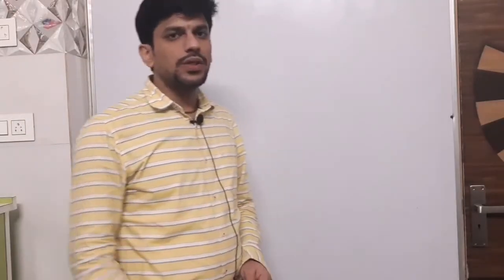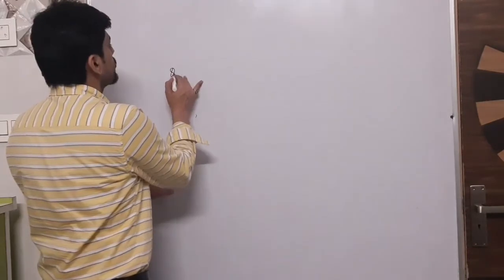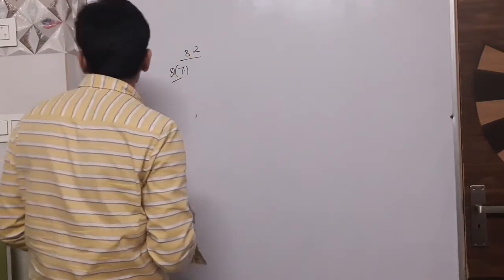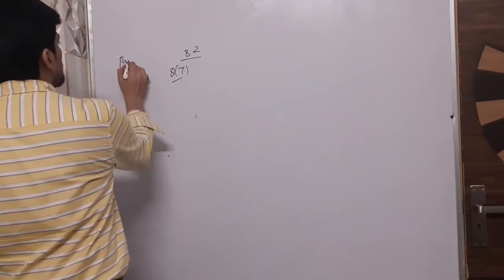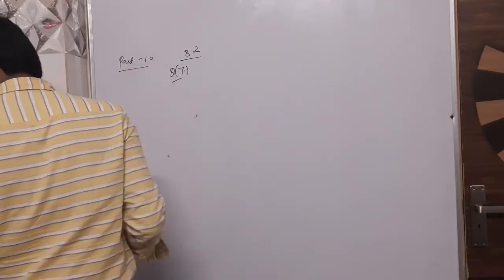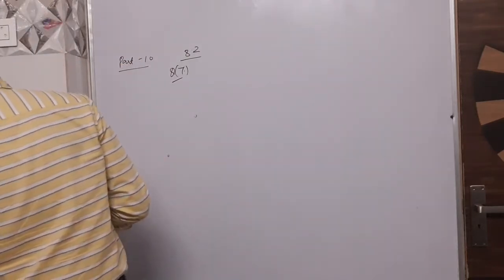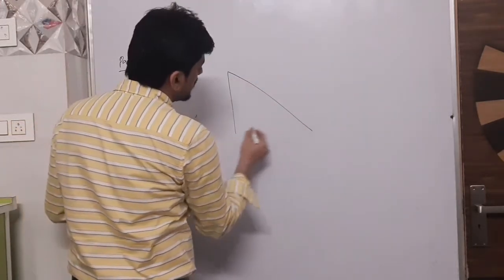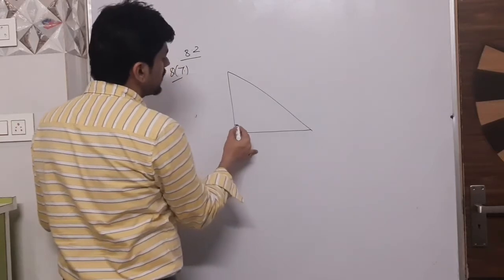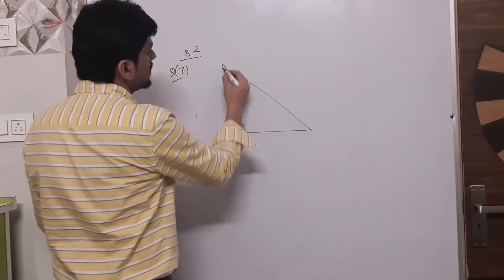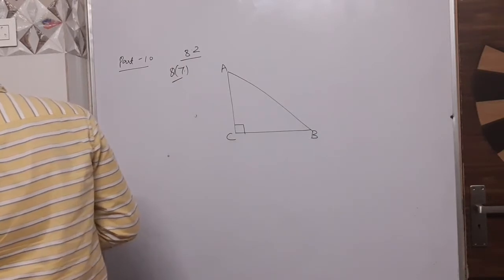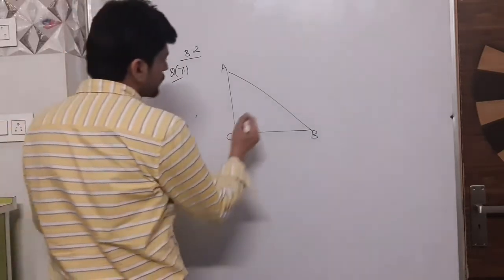Good morning students. Today we will cover the last question of exercise 8.2, question number 7, and this is part 10 of the video. Now the question statement: ABC is a triangle right angled at C. So this is the right angle triangle, right angled at C. So ABC is the triangle. After this, M is the midpoint of hypotenuse AB.